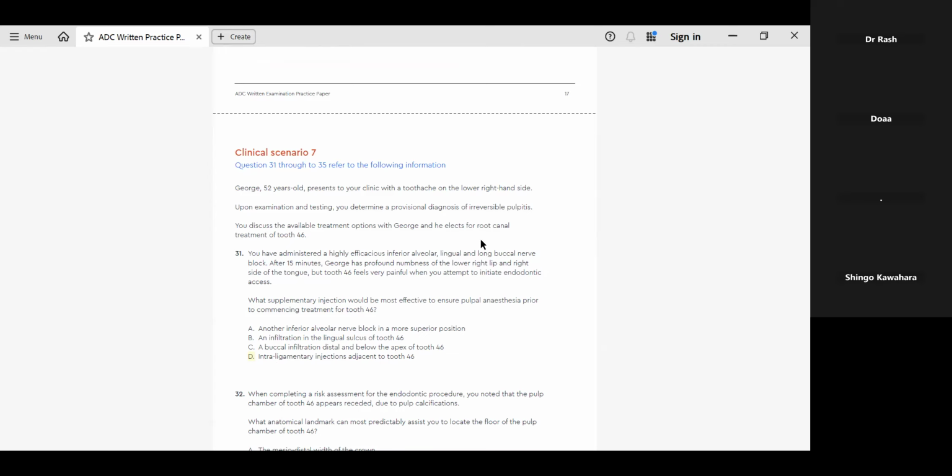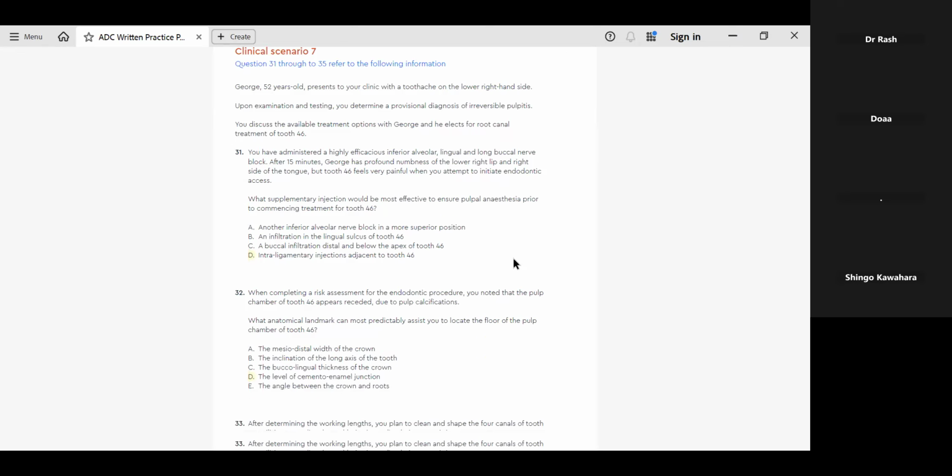If option C said a buccal infiltration adjacent to the apex of tooth 4/6, I will go with that option as the first choice, because there is a sequence on what to do when inferior alveolar nerve blocks are not effective, right? But here, option D makes more sense because of the wording of the statement.